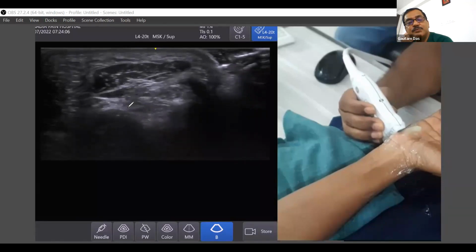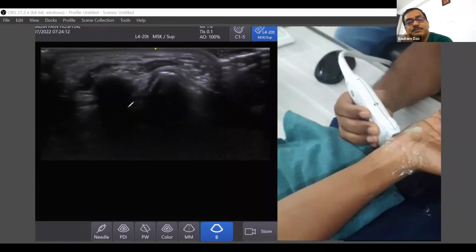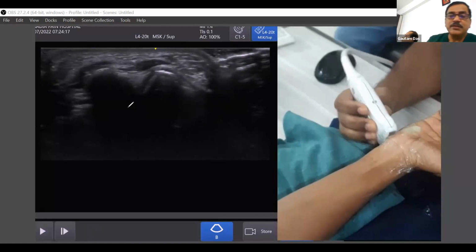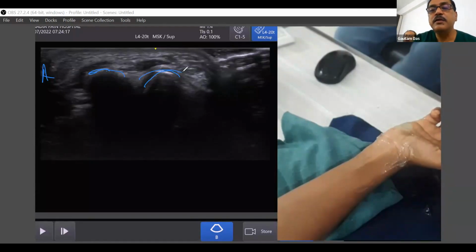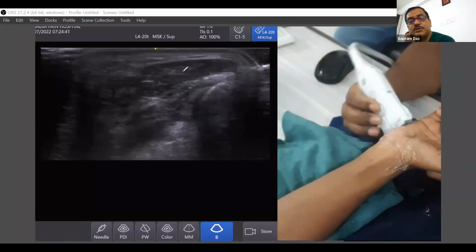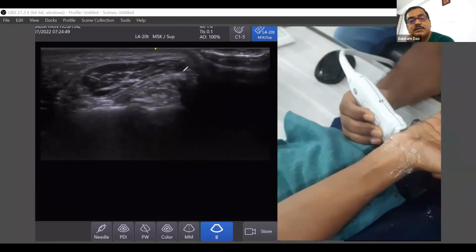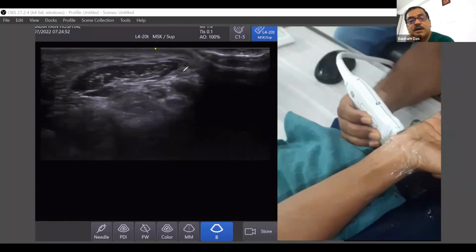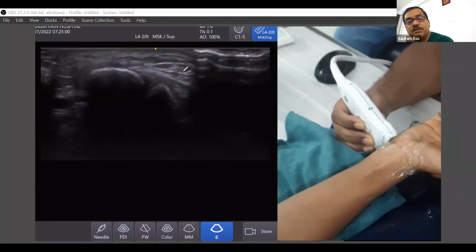And if I'm going more proximally, the hamate will be vanishing. And then which bone will appear there? Two bones have appeared there. What are these two bones? This is your triquetrum. This is your pisiform. Pisiform means this is the anterior side, as I'm holding the probe this way, with the marker on the top. So again, this is the base of the fifth metacarpal. I can see the hamate nicely, and then going more proximally, I can see the pisiform and the triquetrum. And if I'm going more, these two bones vanish.